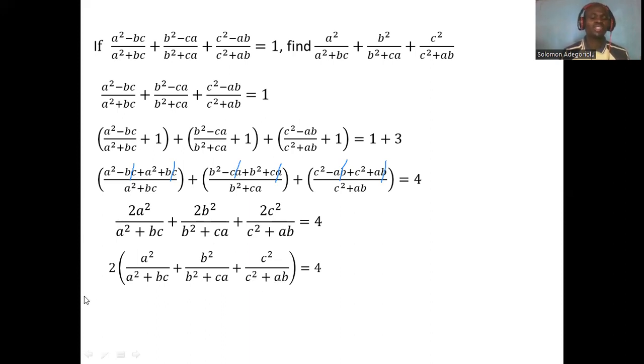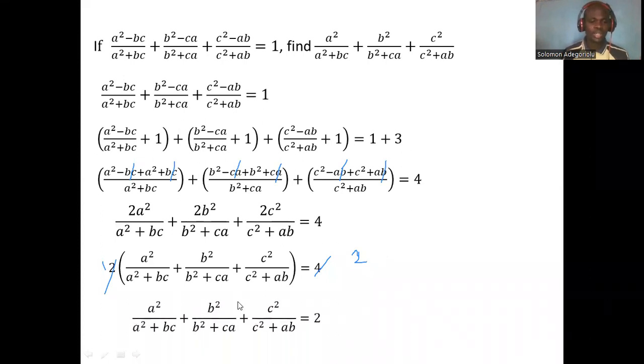Now, this is what we have. If we have 2 here and we have 4 here, that simply means that 2 here is 1, okay? And 2 in 4, what do we have? We have 2. That means the whole of this bracket is now equal to 2: a²/(a² + bc) + b²/(b² + ca) + c²/(c² + ab) is equal to 2.